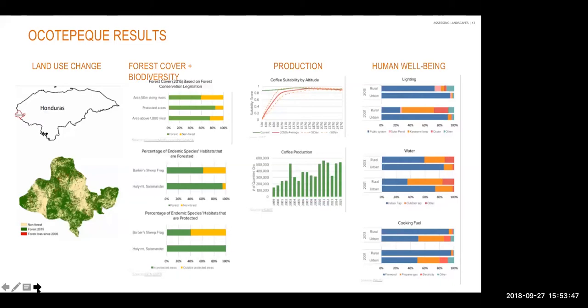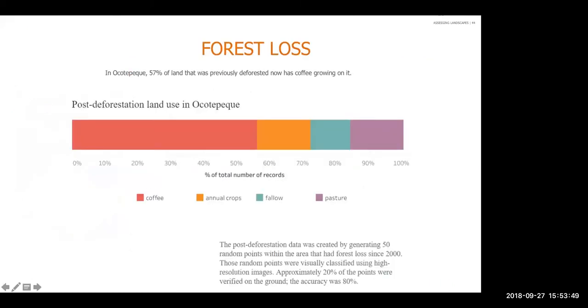Next slide. And so one thing I want to make sure that we hammer home on this one is that in Ocotepeque, unfortunately, coffee is a significant driver. It's the primary driver of forest loss in this particular region. 57% of the land that was previously forest now has coffee growing on it.